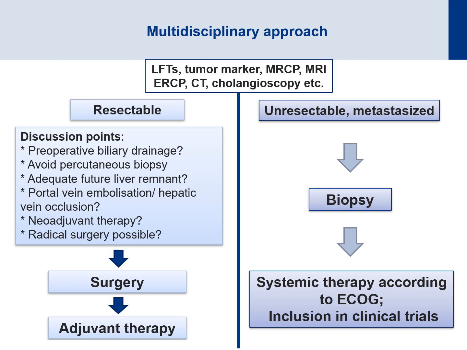So does he have a sufficient future liver remnant? Or should we optimize his future liver remnant first with the portal vein embolization combined with a hepatic vein occlusion? Should the patient undergo neoadjuvant systemic therapy? Is the radical surgery possible?